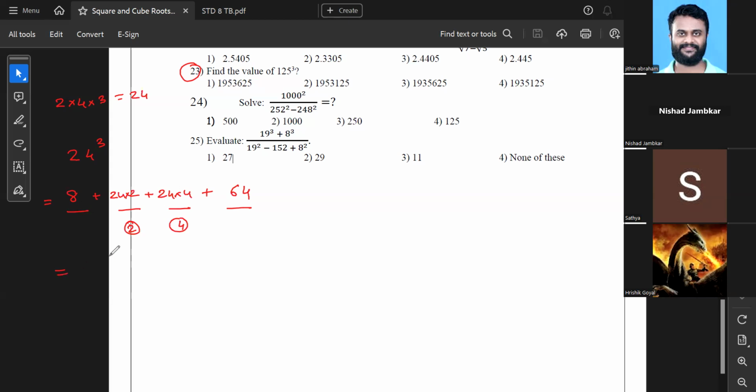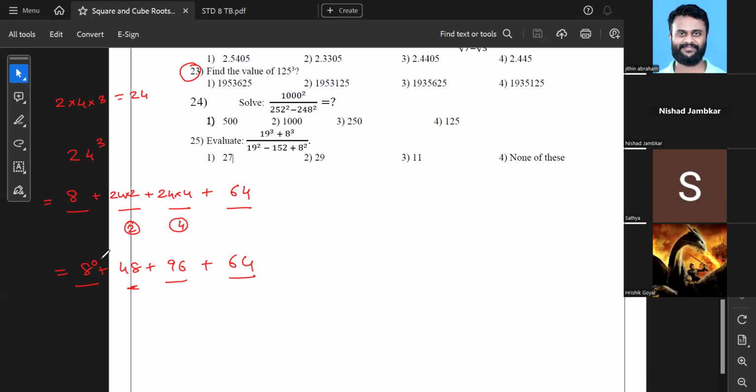Now let's do one thing. Let's add all these numbers: 8, plus 24 multiplied by 2 is 48, plus 24 multiplied by 4 is 96, plus 64. But you are not supposed to simply add them, you have to make some improvements. Now, what are the improvements?